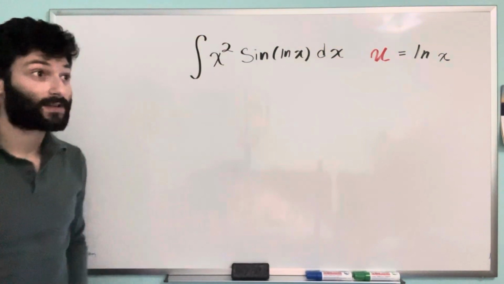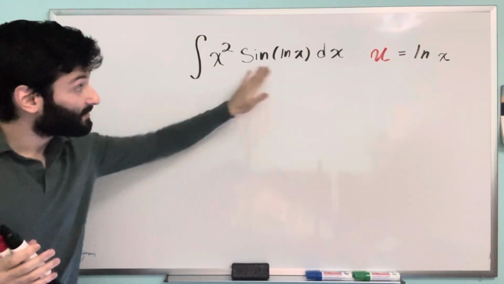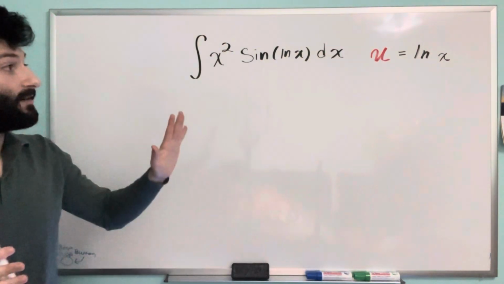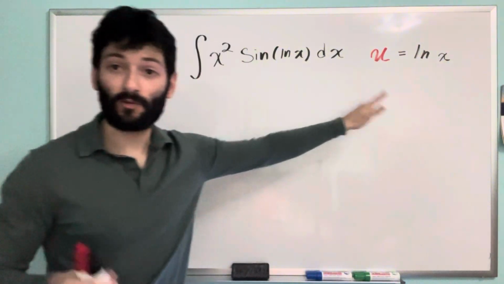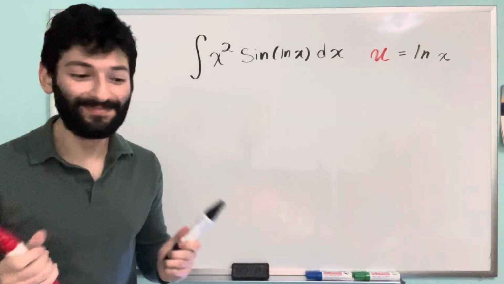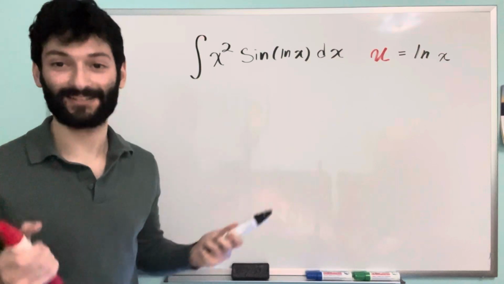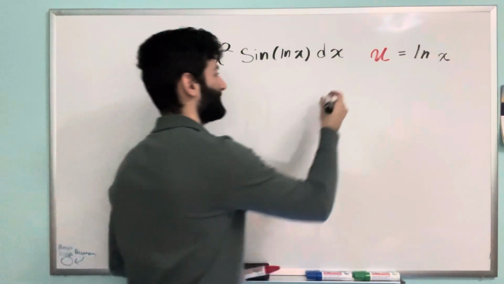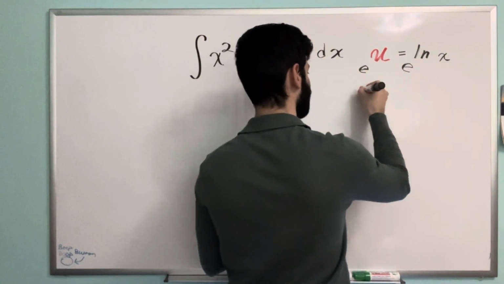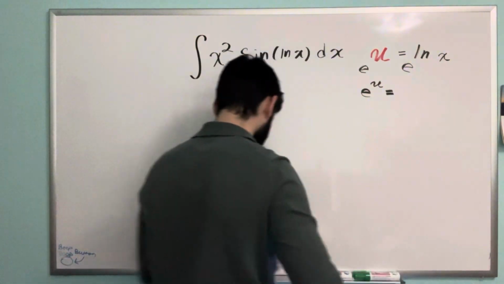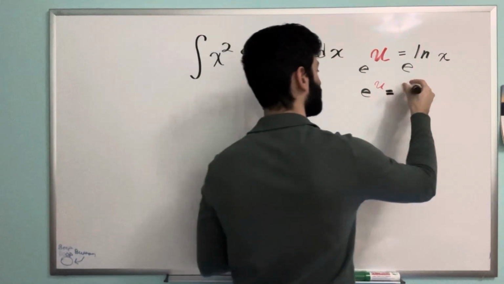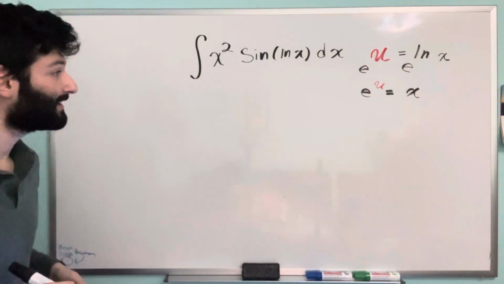not only should we ask ourselves, does it help us to set the argument equal to u? Every time we have u equal to the natural logarithm or a logarithm, we should also be asking ourselves, does exponentiating both sides benefit us? So it does. If we exponentiate both sides, we end up getting that e to the u equals x.